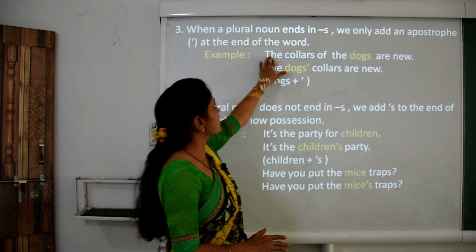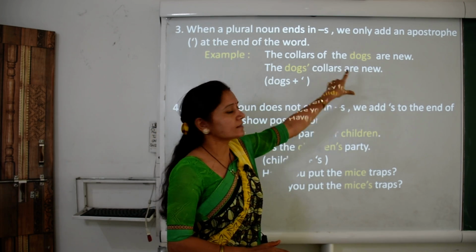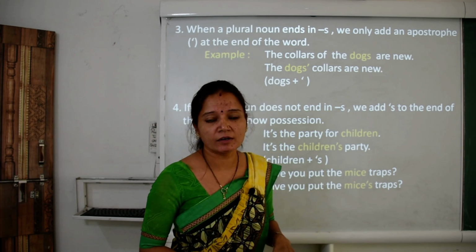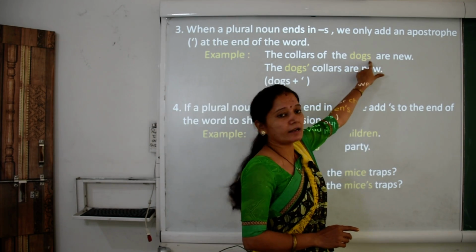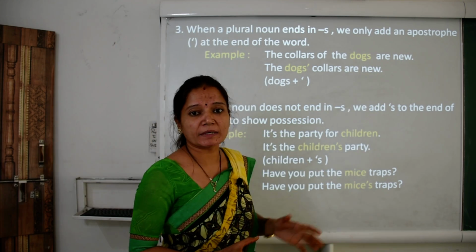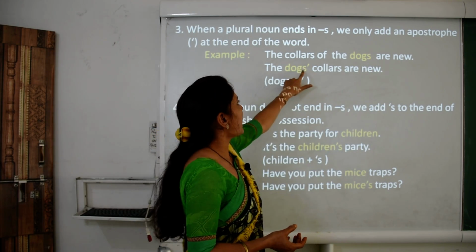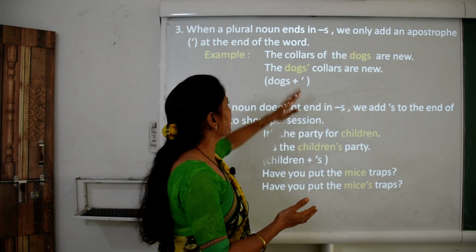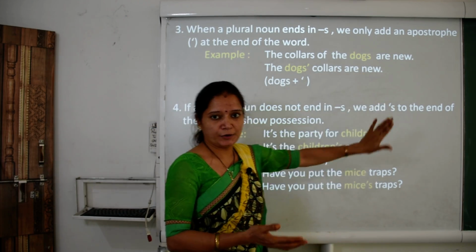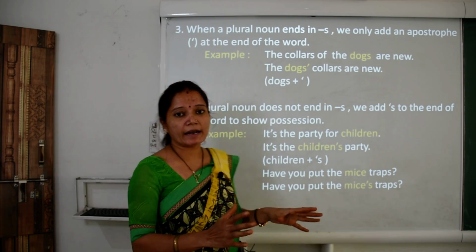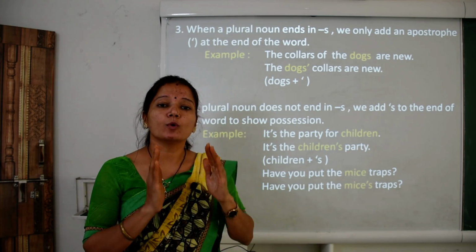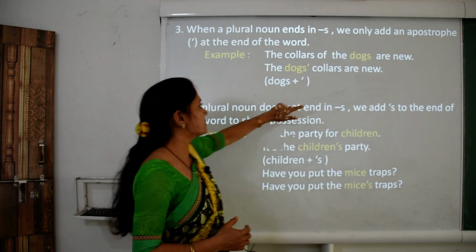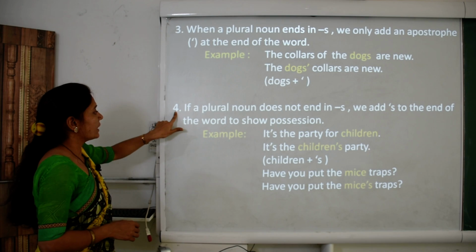Now let's look at some examples. The collars of the dogs are new. Here, as you can see, dogs is a plural word, and it ends in the letter s. So if you want to show the possession, we'll add only an apostrophe with it. So the sentence will be the dogs' collars are new. So we'll not add apostrophe s, we'll add only an apostrophe. Keep these things in your mind, students. Now let's see the next point.